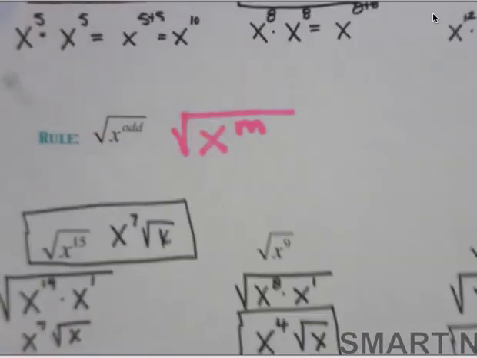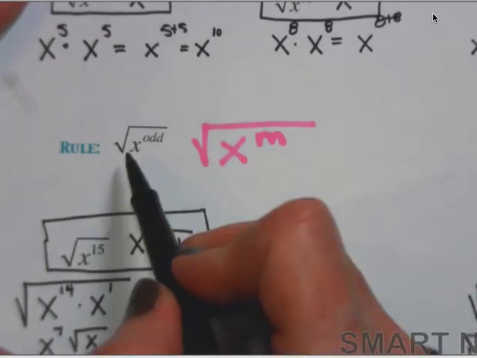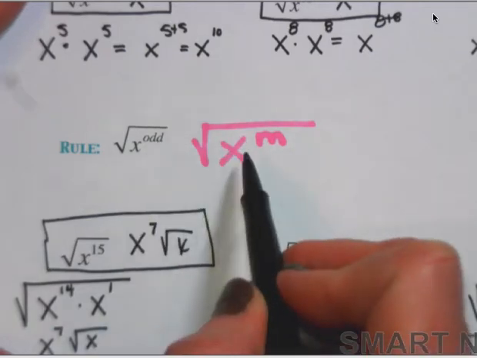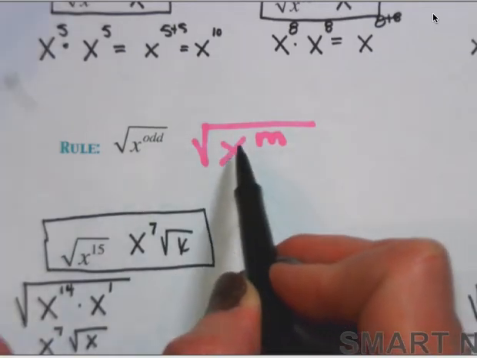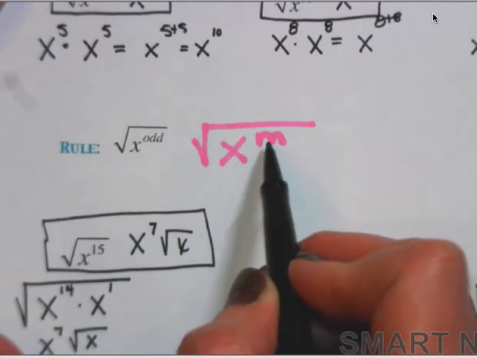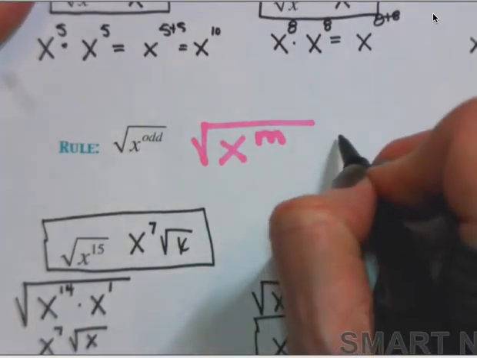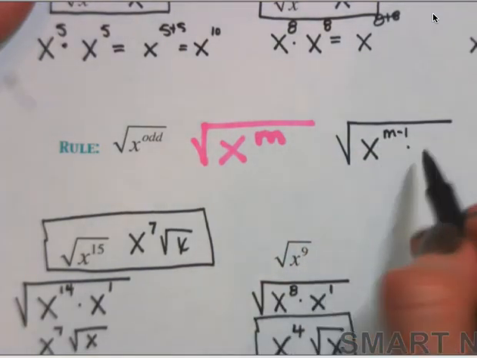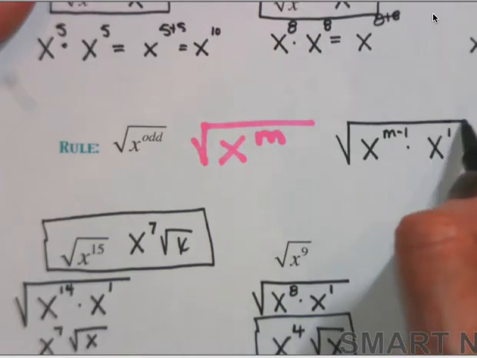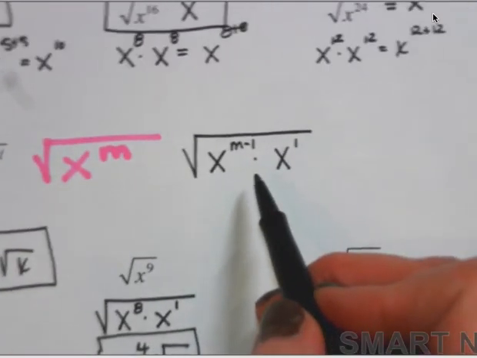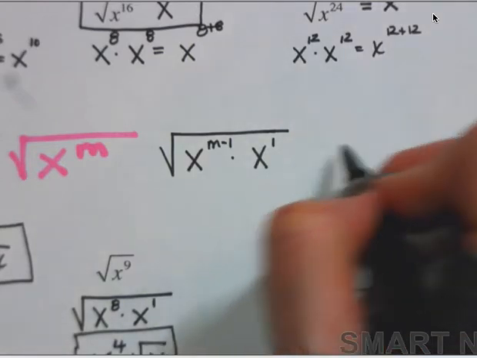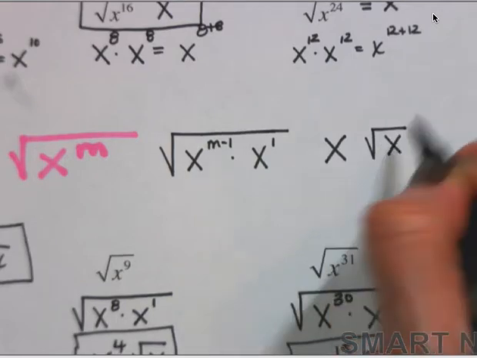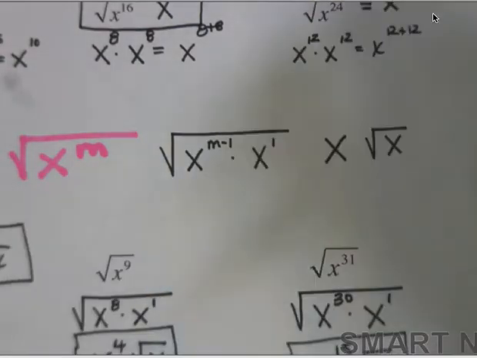So here's a rule to take away from this. When you have a variable raised to an odd power, the way that you would simplify this, and I've written the model here, let's pretend m is an odd number. For your perfect square, you're going to subtract 1 from m, making that an even number, and then you're going to have 1 left over, x to the first left over. The way that you would simplify this, you would write the x outside the radical. One x is always going to remain underneath the radical when you're starting with an odd power.